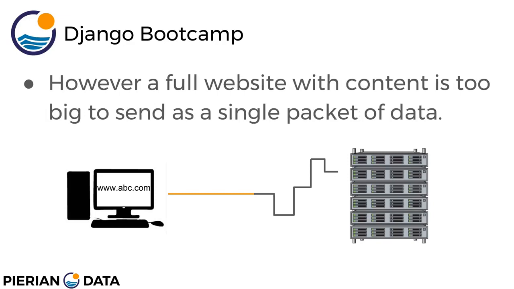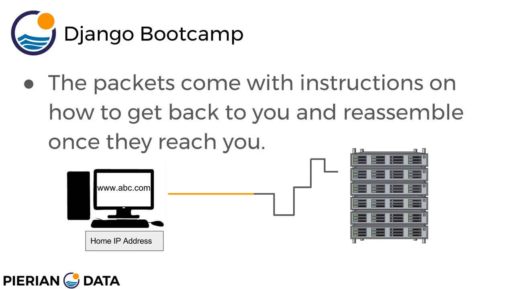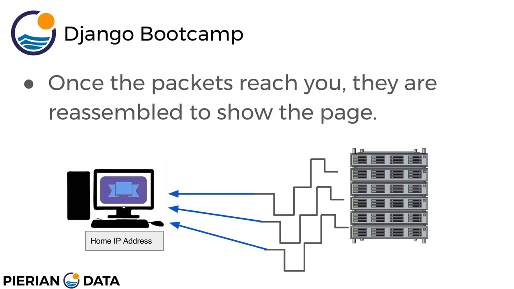However, a full website with content is too big to send back as a single packet of data. And the way we solve this is the server sends back the website split up into many, many packets. And the packets come with instructions on how to get back to you and reassemble themselves once they reach you. And the packets don't actually care how they get to you, just the final location. So all these packets may take different paths to actually get to your computer, or back to your cell phone, or whatever browser you're using. What they really care about is the fastest way to get back to your destination at your home IP address. And then once the packets reach you, they're reassembled to show whatever page you were looking for.